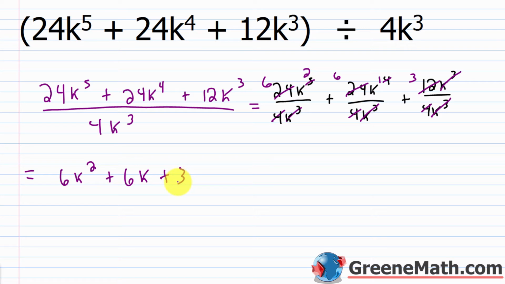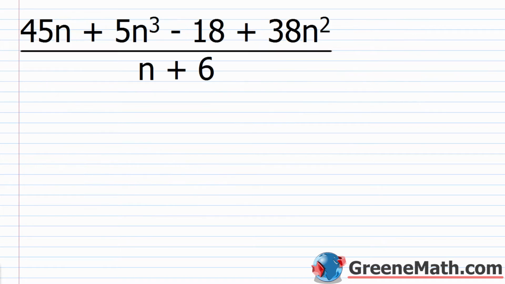Now, again, this is division. So if you wanted to check it, you could take your quotient right here, multiply it by your divisor, which is 4k cubed, and you will get your dividend back, which is 24k to the fifth power plus 24k to the fourth power plus 12k cubed. Okay, so that's the very easy scenario that we first deal with when we're dividing polynomials.